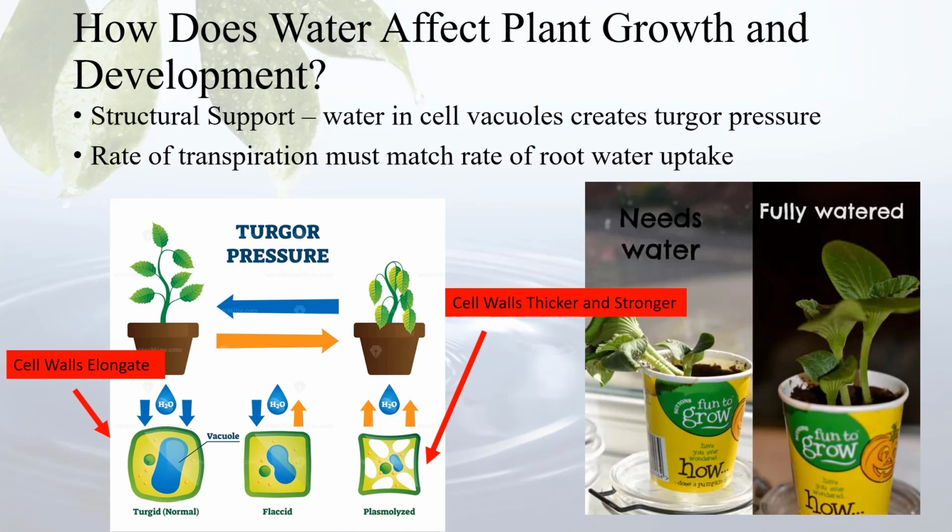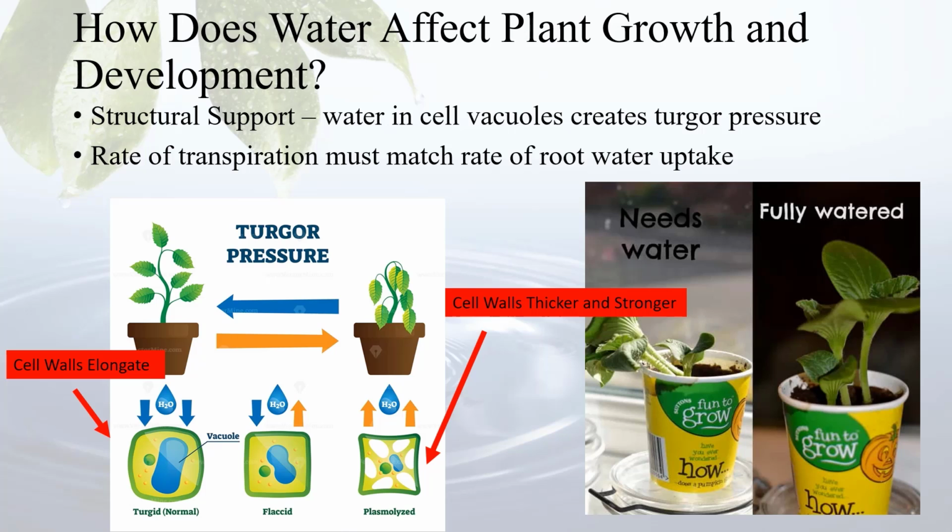Because this is an adaptation. If you have enough water pressure, it is providing that structural support, right? The pressure of the vacuole expanding is putting pressure on your cell membrane. It's providing some structural support to your cells. If you don't have that, essentially your cell walls need to make up for that lack of structural support.